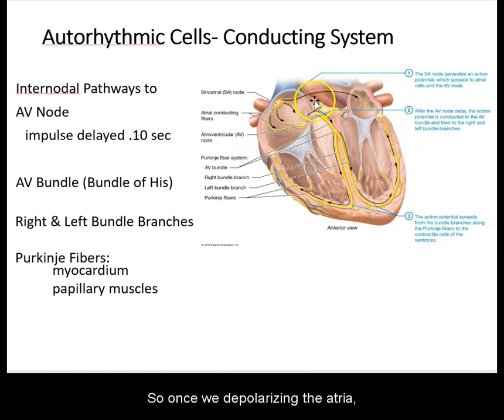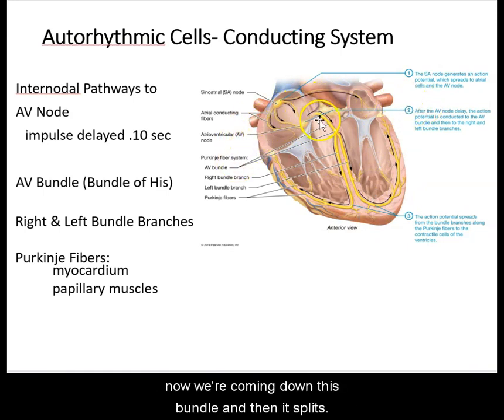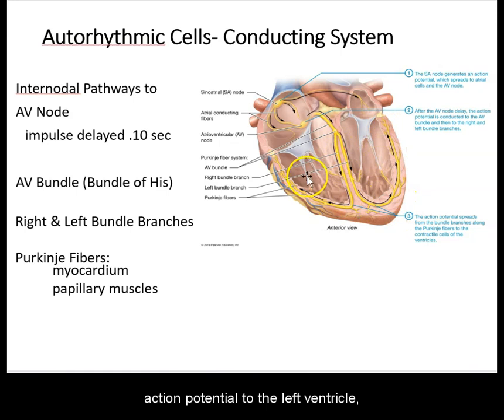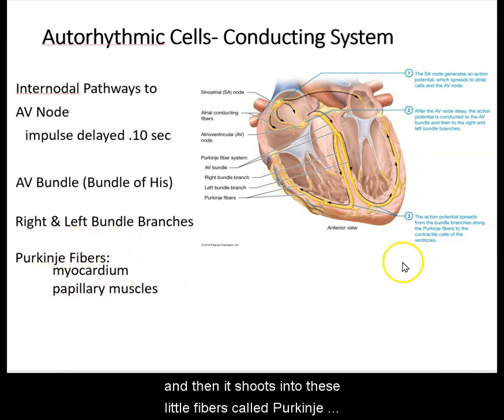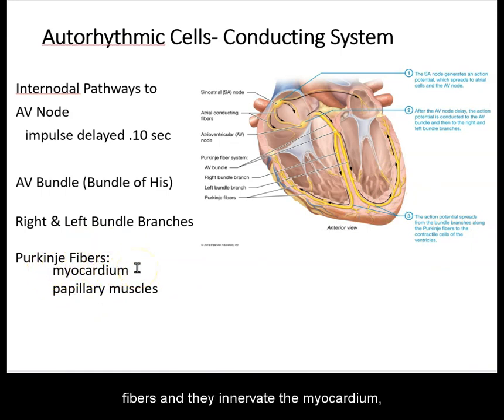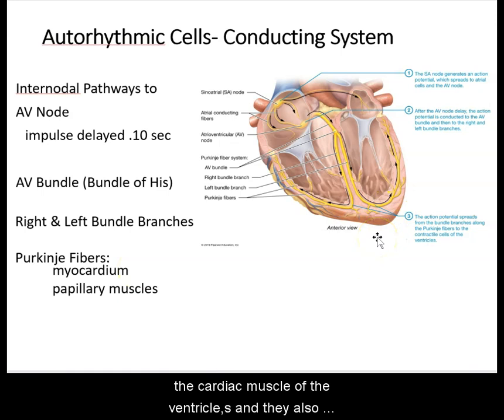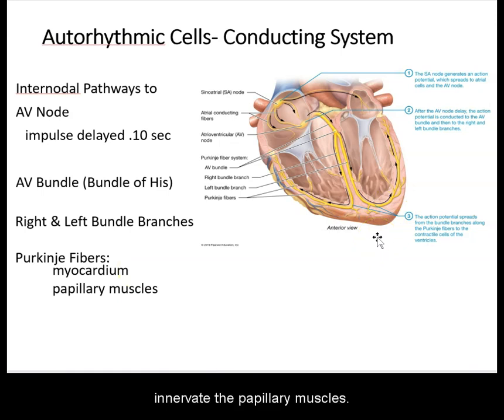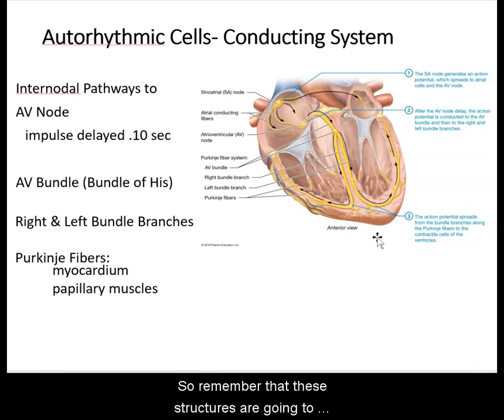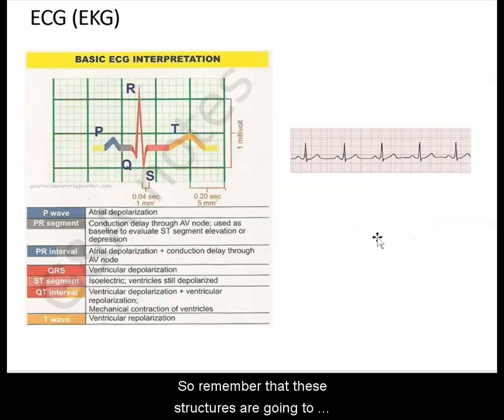So once we depolarize the atria, now we're coming down this bundle, and then it splits. We have the right bundle branch that's going to the right ventricle, and the left bundle branch taking that action potential to the left ventricle. And then it shoots into these little fibers called Purkinje fibers, and they innervate the myocardium, the cardiac muscle of the ventricles, and they also innervate the papillary muscles. So remember that these structures are going to depolarize, and after they depolarize, they will contract.